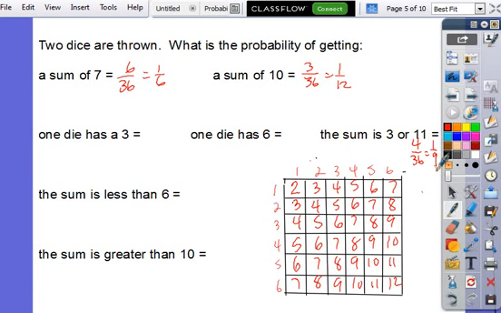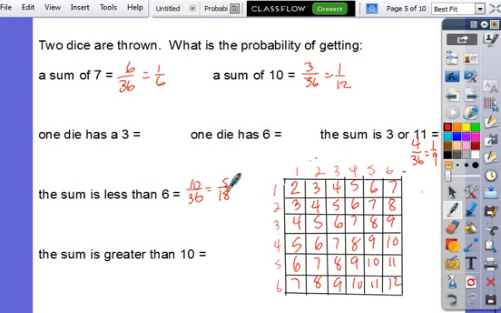The sum is less than 6. So less than 6 would be the 5s. So there's 4 5s, and 3 4s, then 2, and then 1. So 4, 5, 6, 7, 8, 9, 10. So 10 out of 36 are less than that. That's 5 out of 18 when I simplify. How do you simplify on a calculator? Do the alpha y equals, type the fraction, and hit enter, and it'll do it for you.